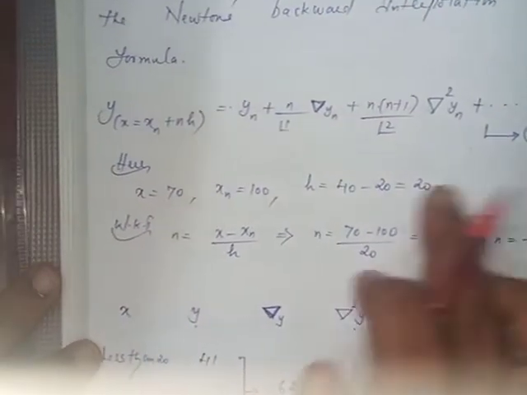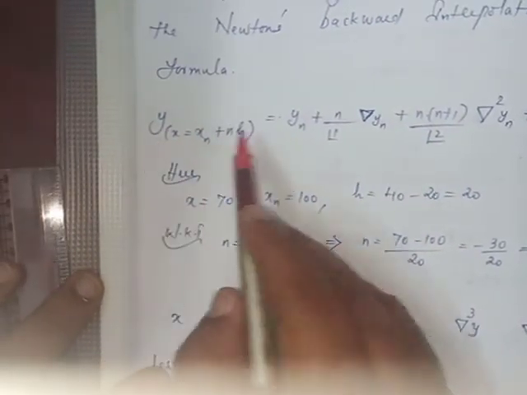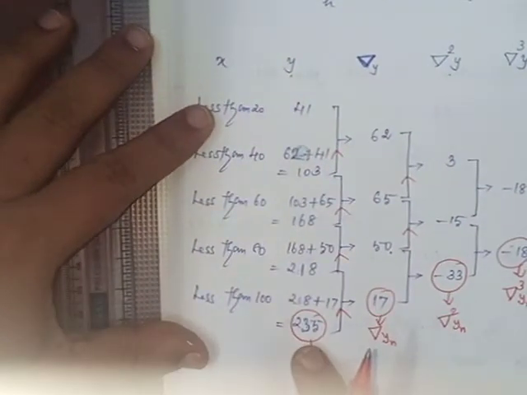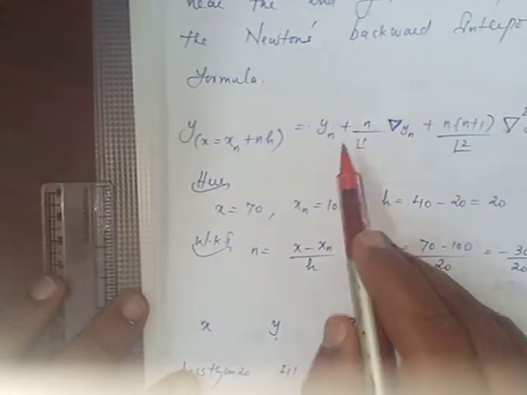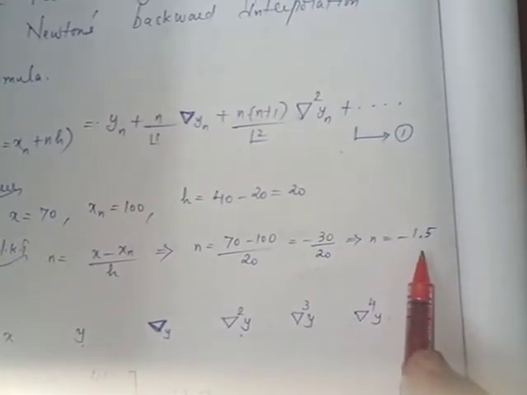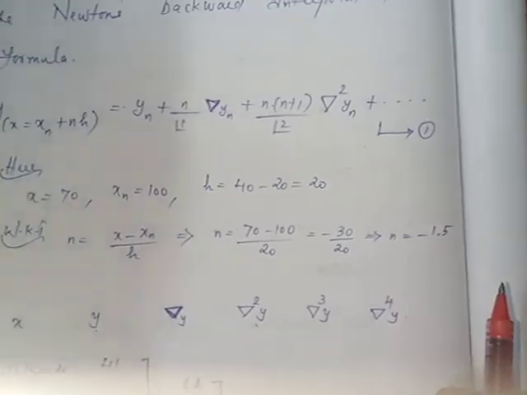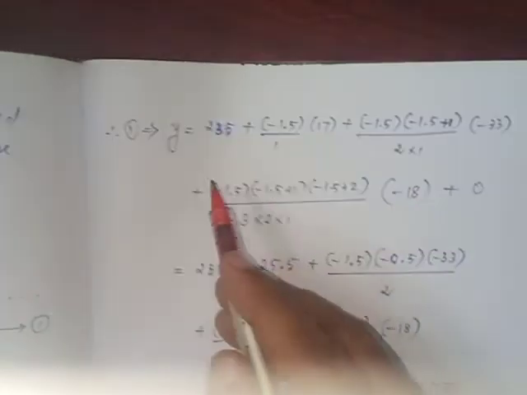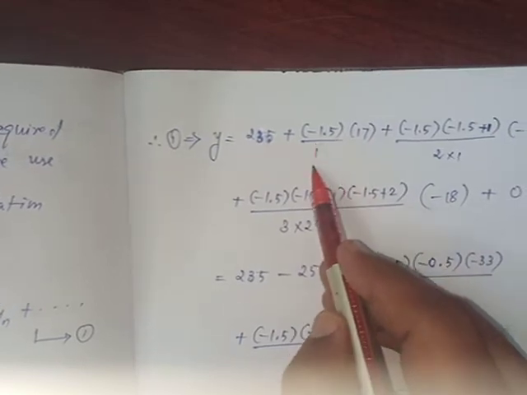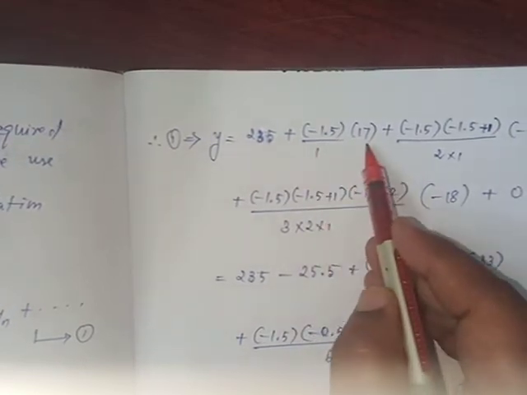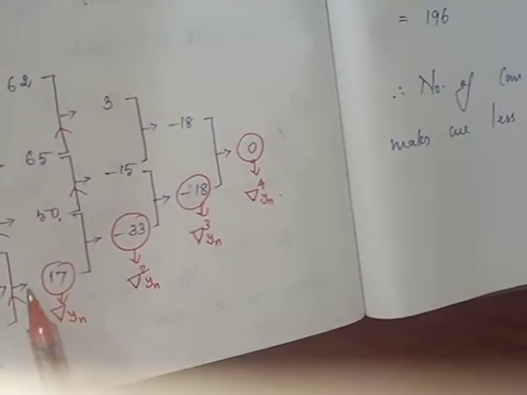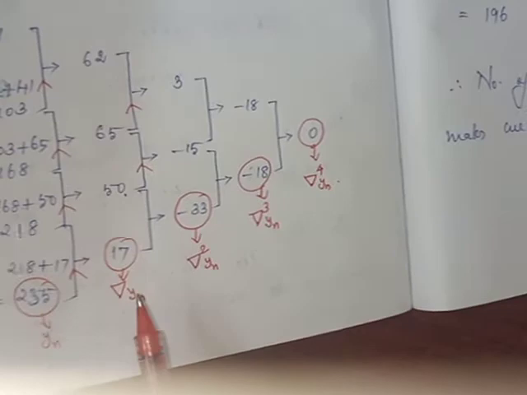In equation number 1, what is on the left hand side? y is equal to yn. Substitute all the values. yn is equal to 235, plus n, that is equal to minus 1.5. What is the value of n? Minus 1.5. Okay, then substitute. So here this is yn, n value minus 1.5 divided by 1 factorial, that is 1, into Δyn. Δyn value, here it is. What is the value of Δyn? Minus 17.